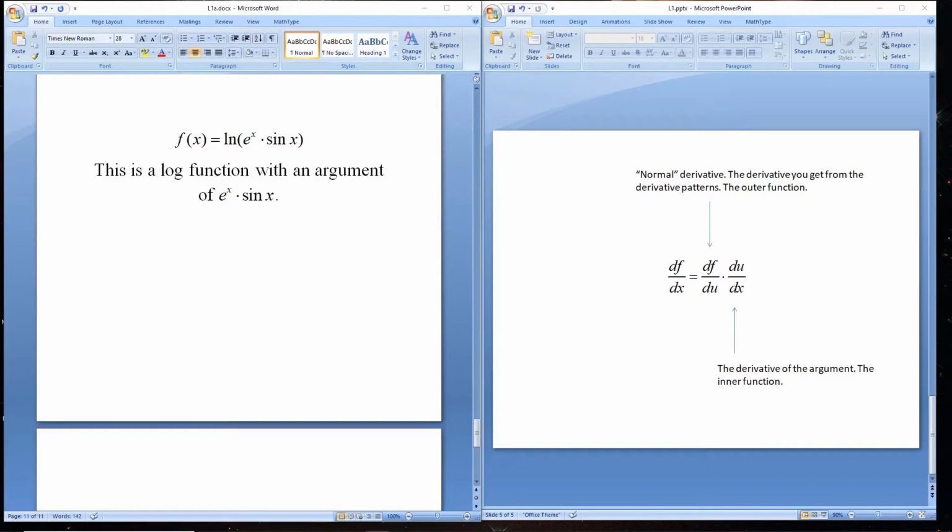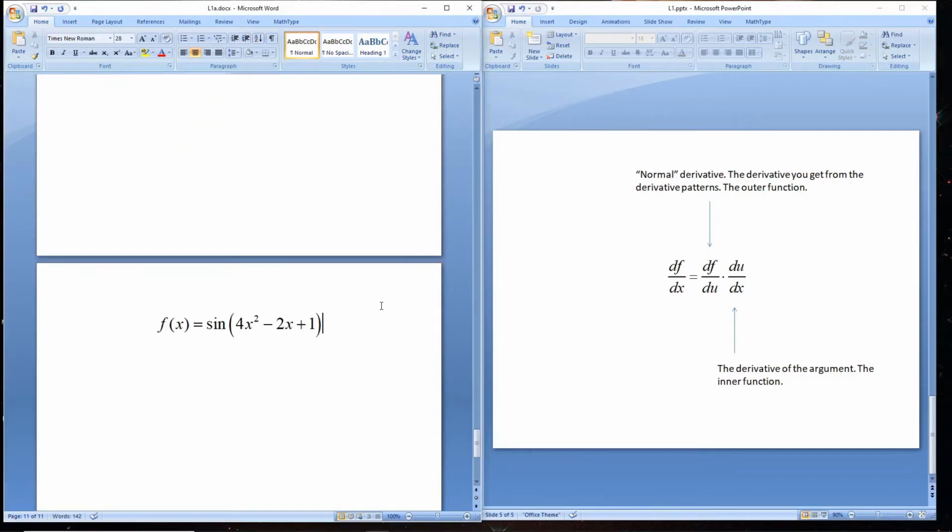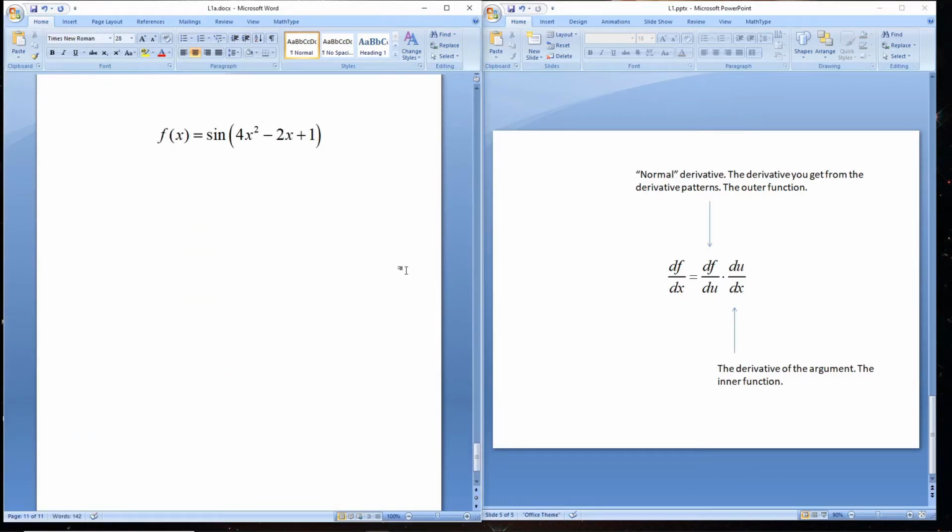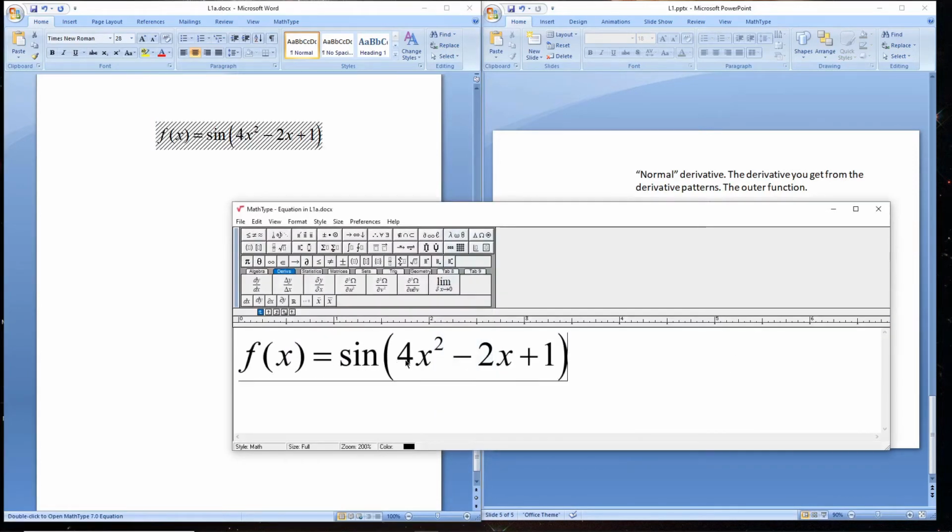And let me get my example here. Here's our function. Now the outer function is the one that you see first when reading left to right. So as you read this left to right, the first thing you're going to see is sine. Sine is the outer function. And then the argument is the inner function. So 4x squared minus 2x plus 1 is the argument of sine.